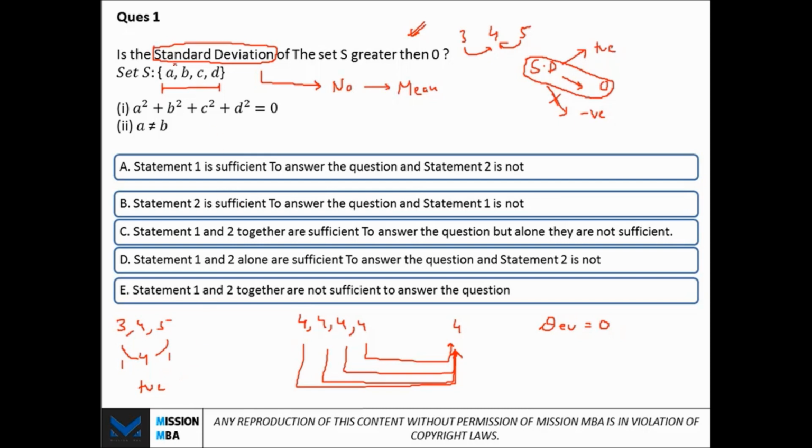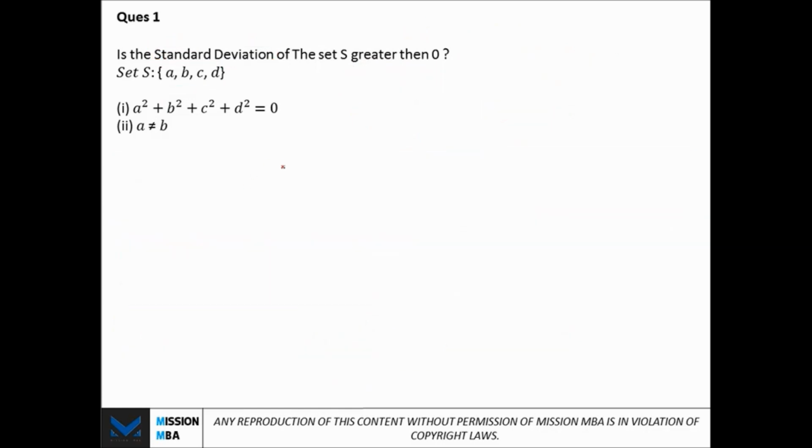So when he asks me, is the standard deviation of the set S greater than 0, he simply asks, are my numbers different? If my numbers are different, then standard deviation is greater than 0. And if my numbers are equal, then standard deviation is equal to 0, like in this case. So this thing you should know before proceeding to the question. Now let us see how to deal with the question. So, is the standard deviation of S greater than 0?